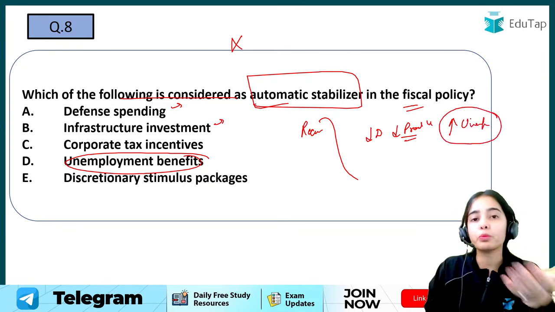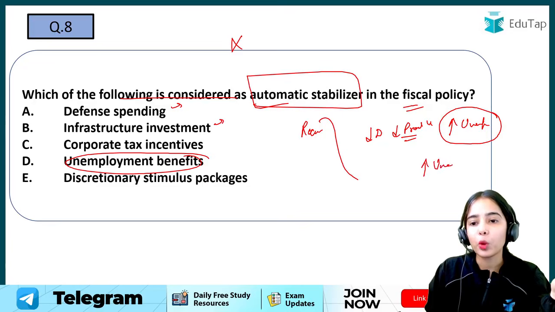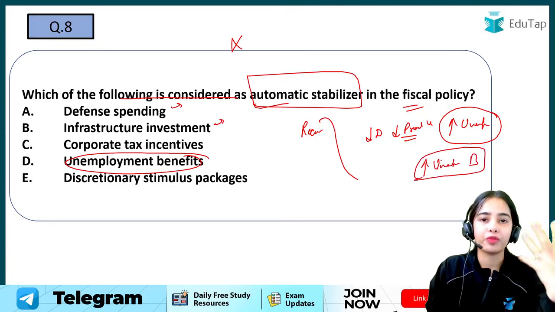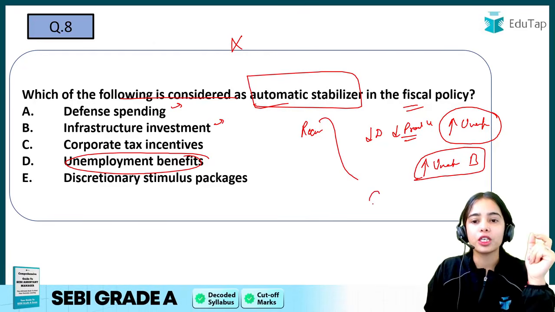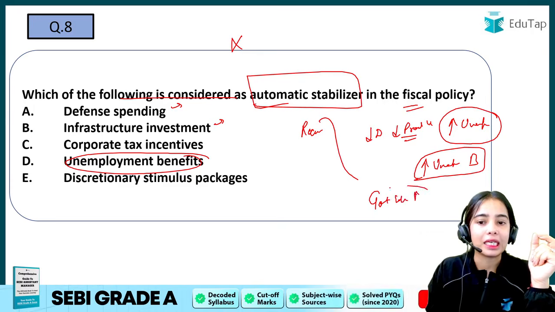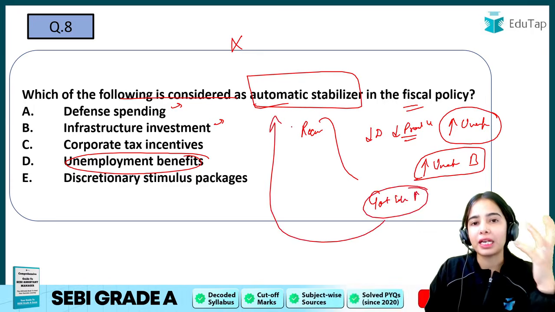With more unemployed people, more people have to be provided with the unemployment benefits. So the government expenditure will automatically increase. So this is the automatic stabilizer.